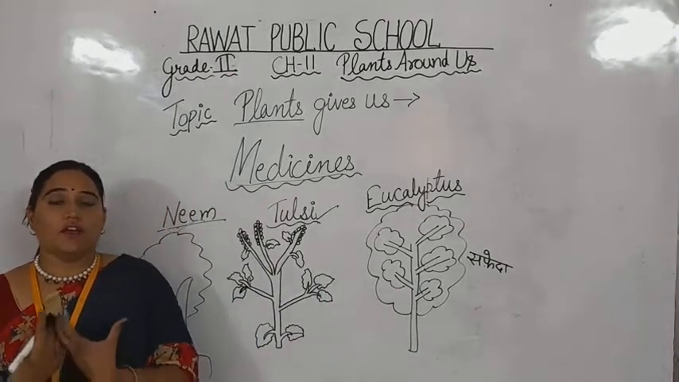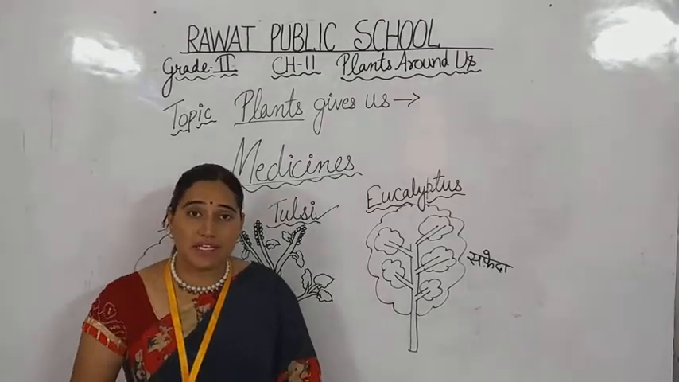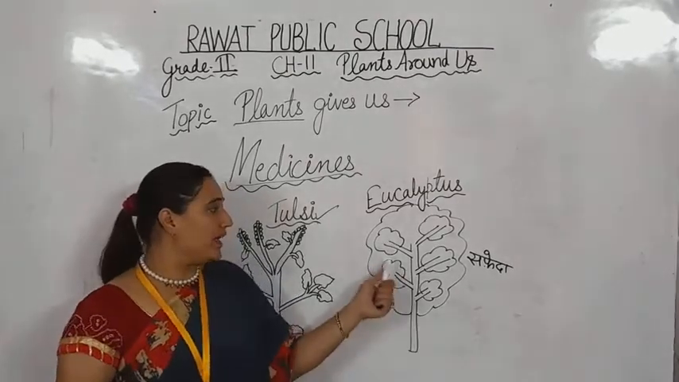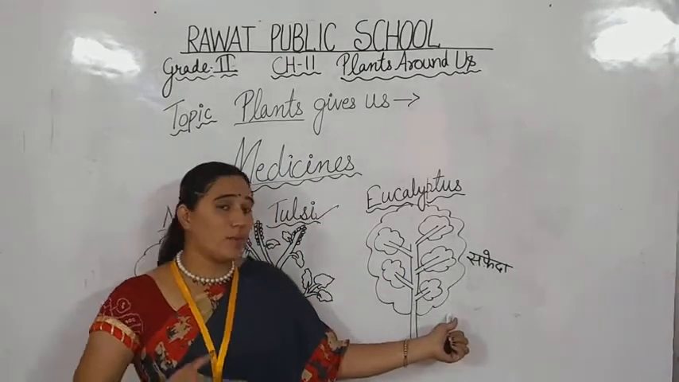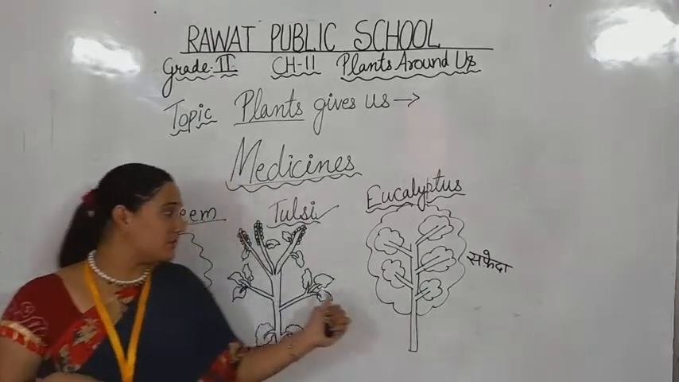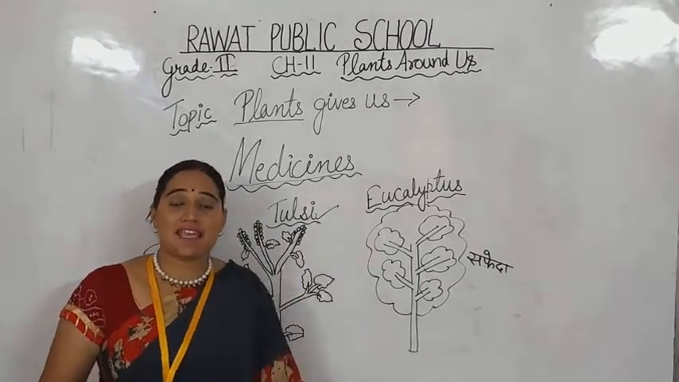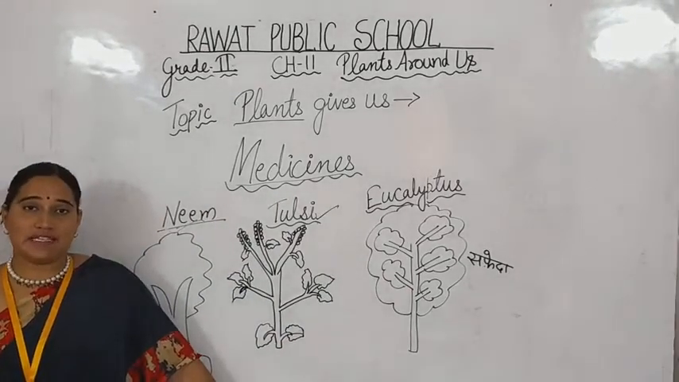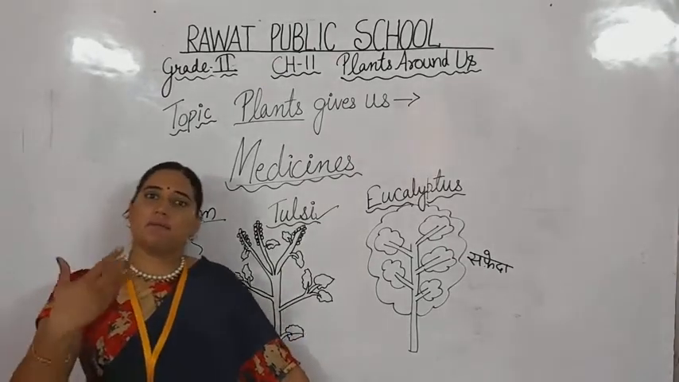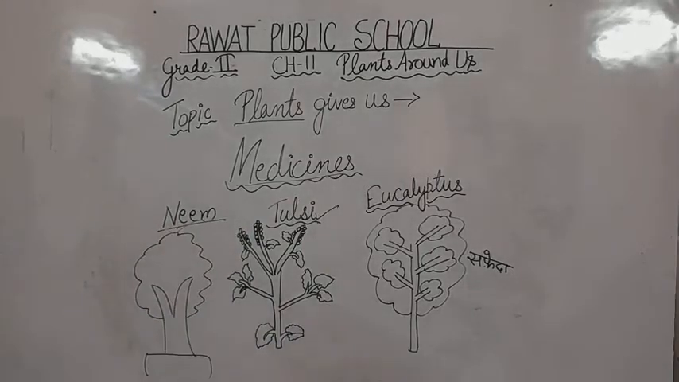When we feel cold, when we have fever, or have difficulty in breathing, at that time we use eucalyptus in medicines. So many big companies use eucalyptus, tulsi and neem in medicines. They convert them into medicines and sell them in the market, and we buy them and eat them, or we can take them directly as well. Hum kaise bhi le sakte hain. Now have a look at different types of medicines as well.